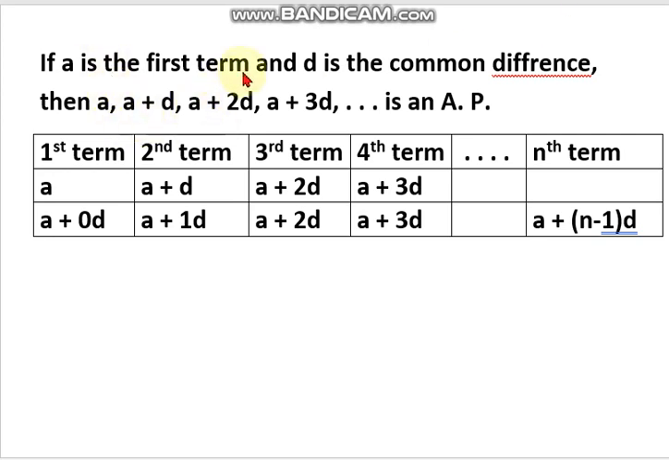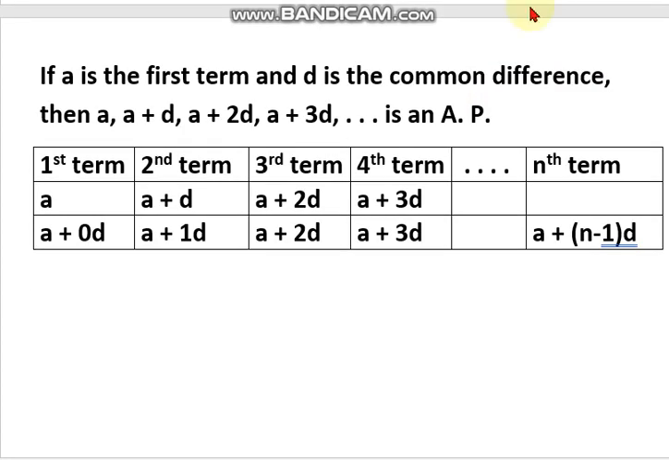So if a is the first term of an AP and d is the common difference of the AP, then a, a plus d, a plus 2d, a plus 3d is an AP. So the first term of this AP will be a. The second term is a plus d. The third term is a plus 2d. The fourth term is a plus 3d.